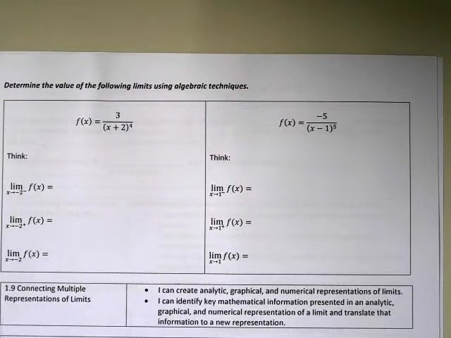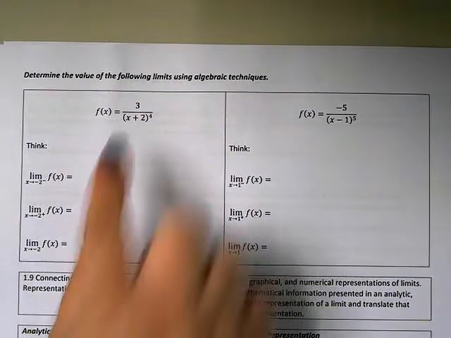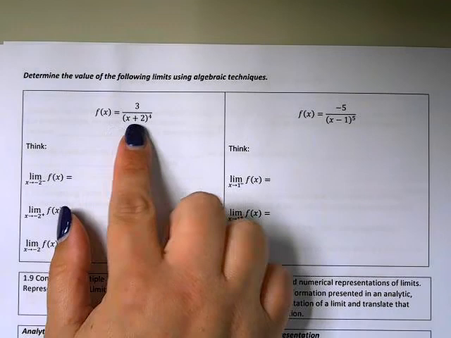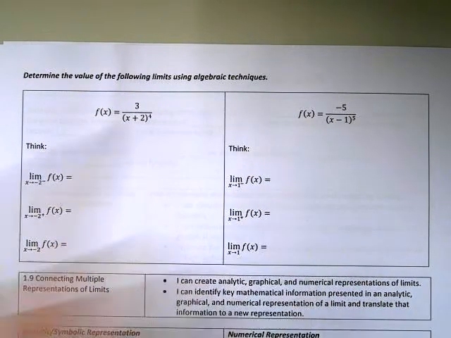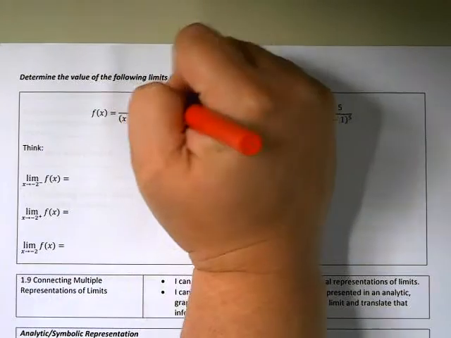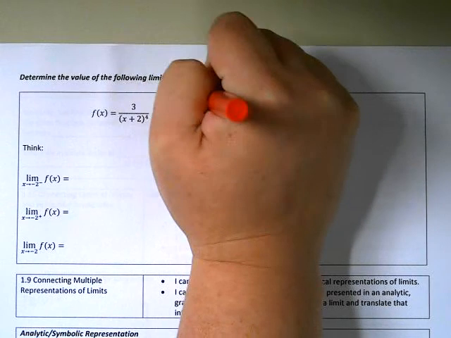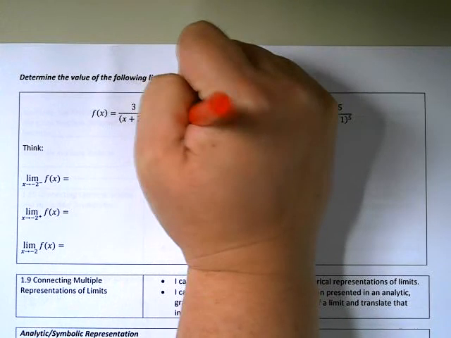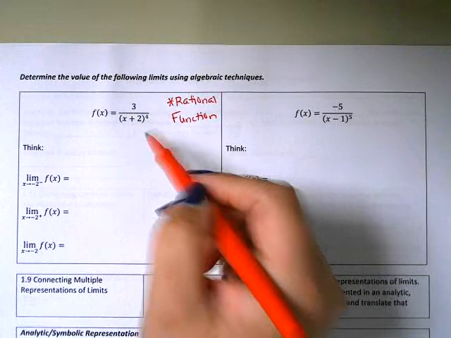Okay, let's move on to the next page. Determine the following limits using algebraic techniques. So the first thing we're going to do is look at this rational function, f of x equals 3 over (x plus 2) raised to the 4th power. Anytime you have a variable in the denominator, we know that it's a rational function, okay?